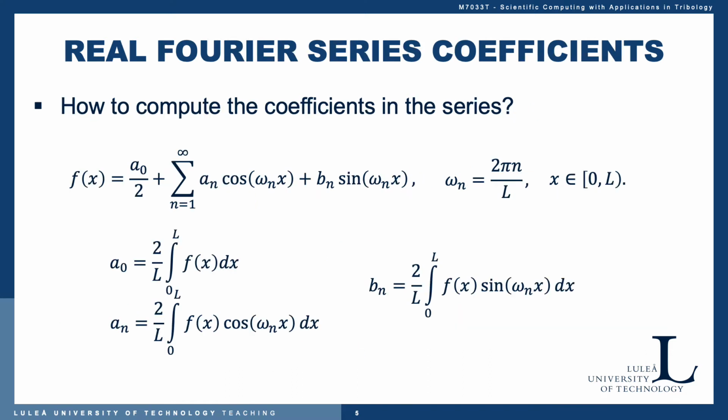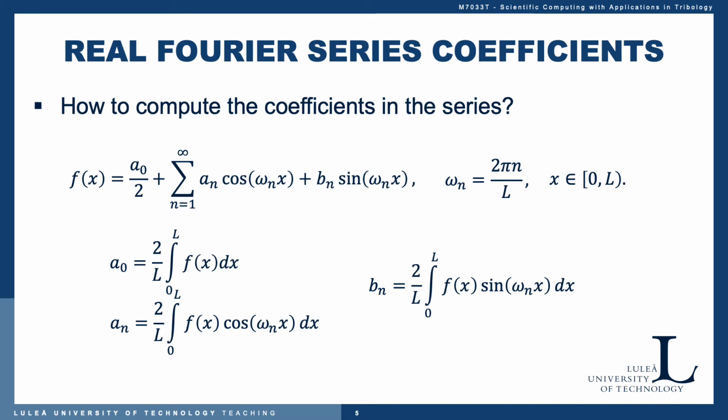Okay. So those coefficients, how to compute them then? If we have a function, how can we adapt a Fourier series to that function? We need to compute these coefficients. It turns out that the coefficients can be computed this way. So a0 is given by just 2 over L times the integral from 0 to L of f of x dx. So L is the length of the periodic window.